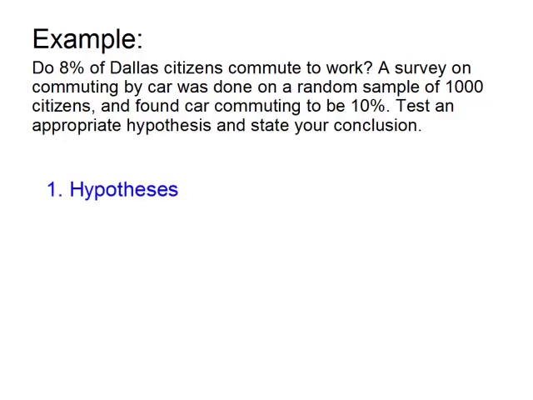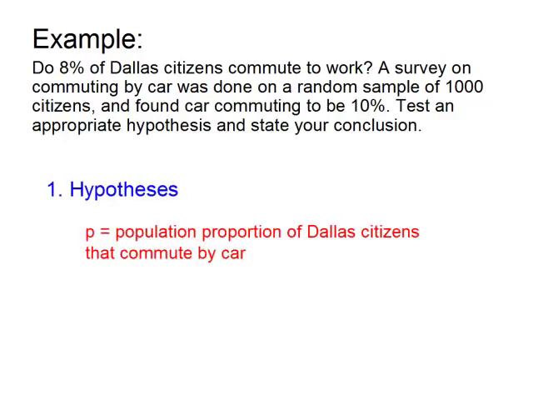So step 1, our hypothesis. Our population parameter is p, which is the population proportion of Dallas citizens that commute by car. Our null is p equals 0.08, and our alternative is p does not equal 0.08. The reason it does not equal is that the problem doesn't state whether it went up or down or what they think it might have done. So we just want to know if it's different than 8%.